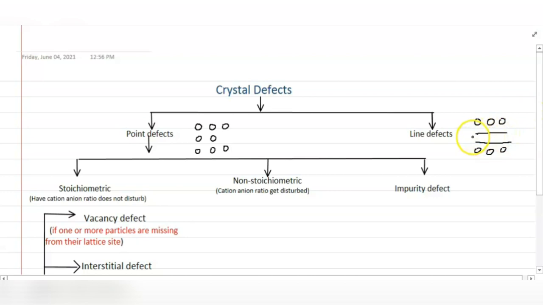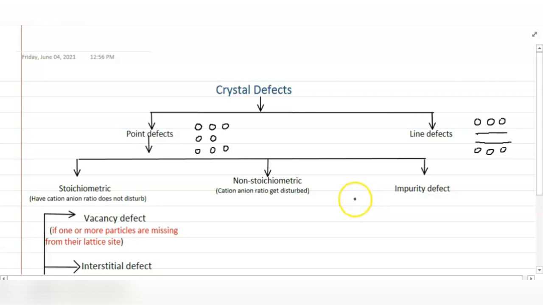The point defects are of three types. We can categorize the point defects in three different categories: stoichiometric, non-stoichiometric, and impurity defects. We will discuss all of them one by one. First of all, we are taking stoichiometric. Stoichiometric defects are those defects due to which the cation and anion ratio of a crystal is not disturbed.